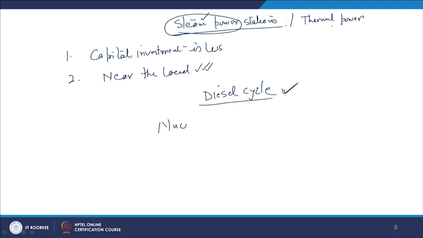Another is nuclear power plants. Its initial cost is very high. Nuclear power plants are high technology plants. The initial cost is high.